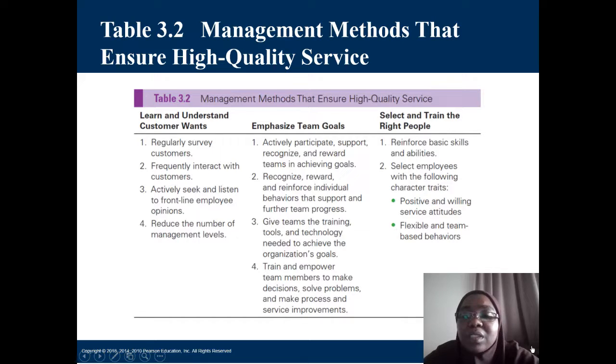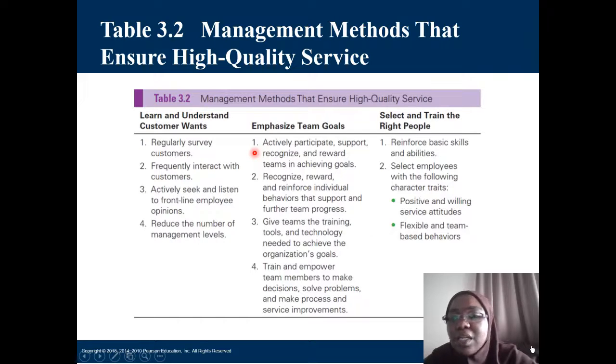So these are the management methods that ensure high quality service. We've talked about learning and understanding what the customer wants, through regular surveys of the customers, where you seek their opinion about the service being rendered, and seek their suggestions. You frequently interact with them, you actively seek and listen to the frontline employee, and then you reduce the number of management levels. Then you should also emphasize team goals. This is another way that high quality service can be ensured. Actively participate, support, recognize, and reward teams in achieving goals. This is definitely going to ensure teamwork.